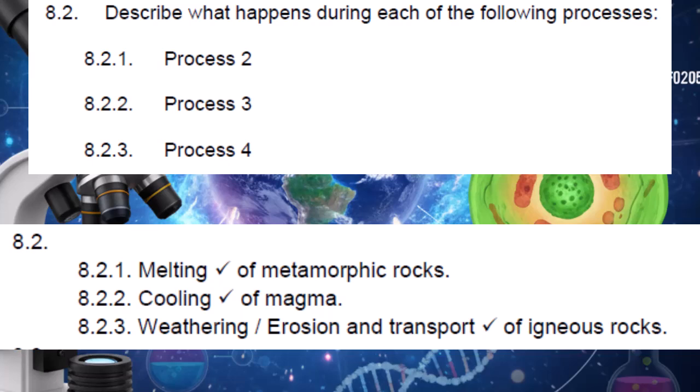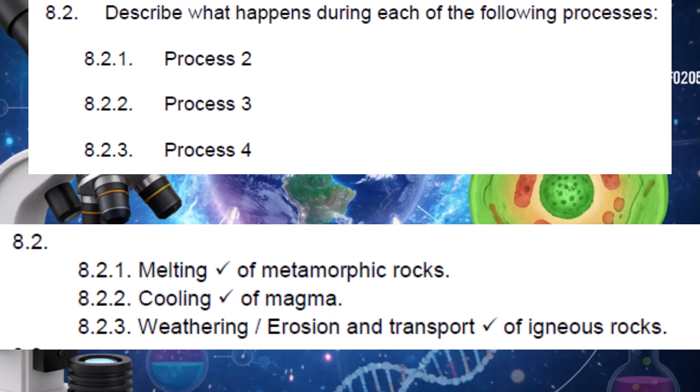Like wind and rain. That's weathering, the physical breakdown, like ice wedging, or chemical breakdown, like acid rain, of the rock. And then erosion is the transport of those broken bits by wind, water, or ice. So process 4 is weathering and erosion, leading to sediment formation. Weathering breaks it, erosion takes it away.